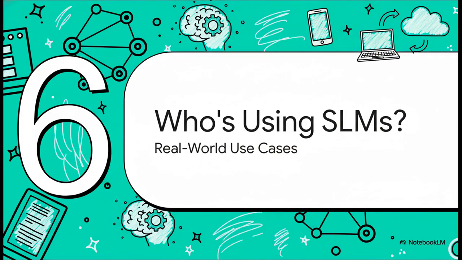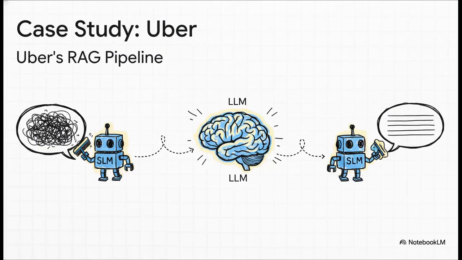Okay, so this all sounds great in theory, right? But who's actually doing this? Well, the biggest names in tech are already all in. Let's look at a couple of quick examples. Take Uber, for example. They're embedding SLMs all over their systems. They use these small, fast models for all the high-frequency jobs, like cleaning up what a user types in, polishing the final answer before it's shown, and even rewriting queries behind the scenes to get better results. And they do all of this while keeping response times super low, which is absolutely critical for their business.